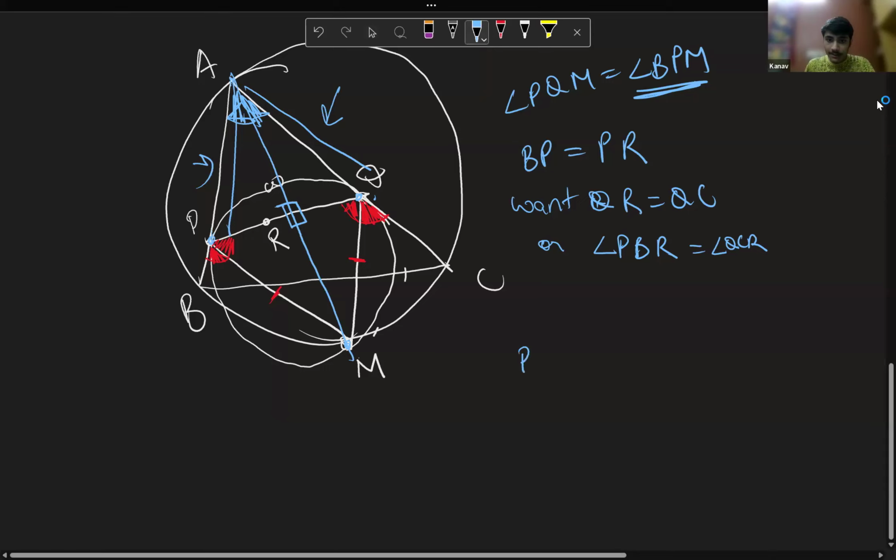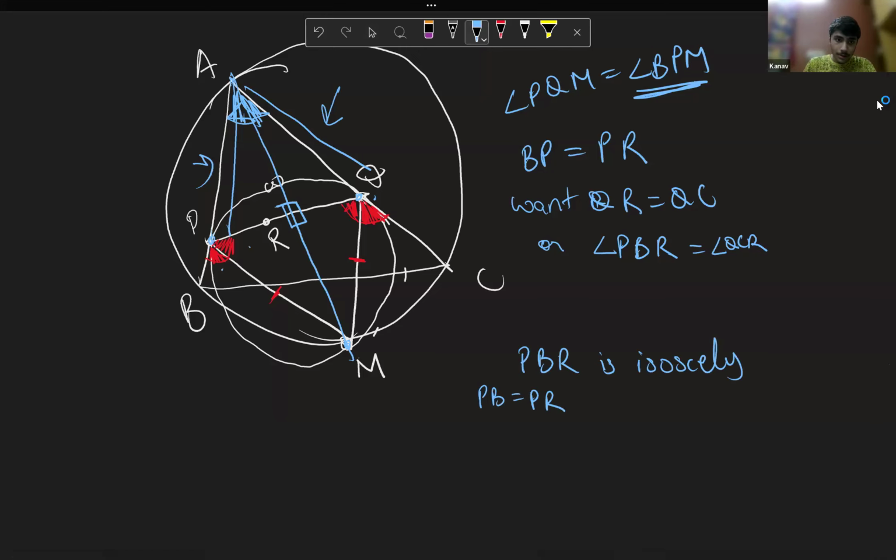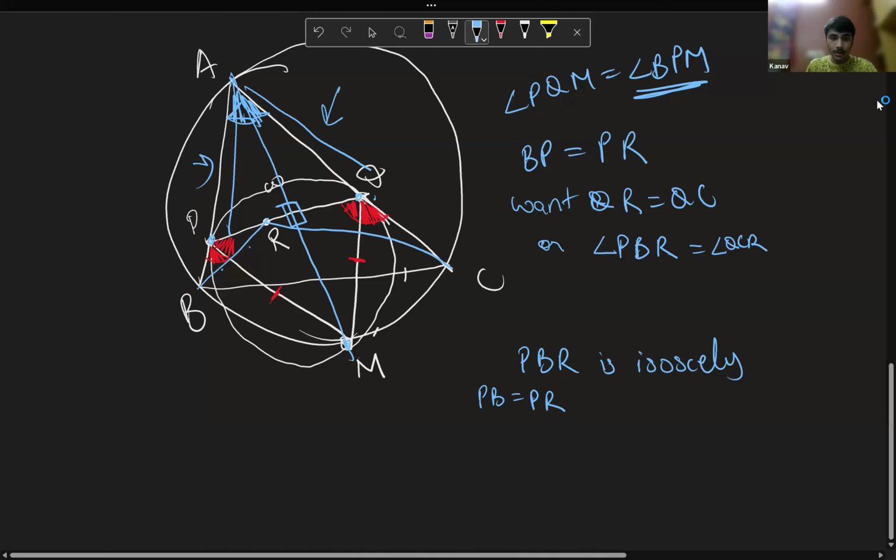Again, notice PBR is an isosceles triangle. PBR is isosceles because we have BP is equal to PR. And PM is now the angle bisector. The red angles are equal. Angle bisector is also perpendicular bisector. So MP is the perpendicular bisector of BR.